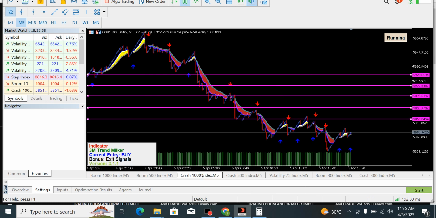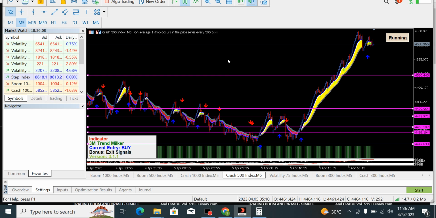So let's check out crash 1000. We can see crash 1000 had crashed down before, so it was supposed to go back up, so it only smashed the first TP, and the forces behind it were too strong, so it came down again. So that is very, very important. That means it will still need to buy more. All these TPs will still be touched, but it will only take more time. So that is it. But it smashed the first TP, and that was amazing.